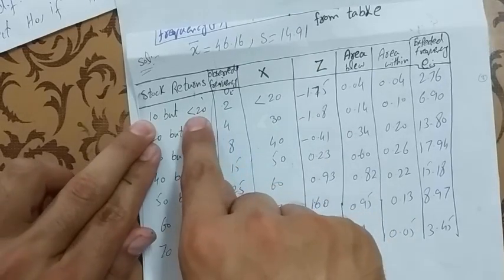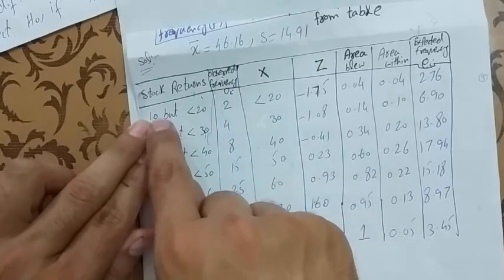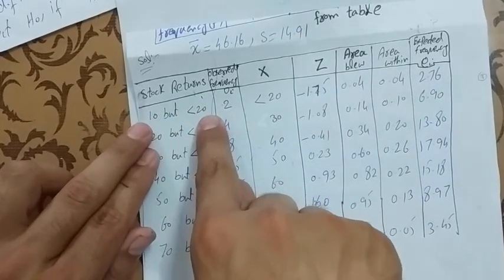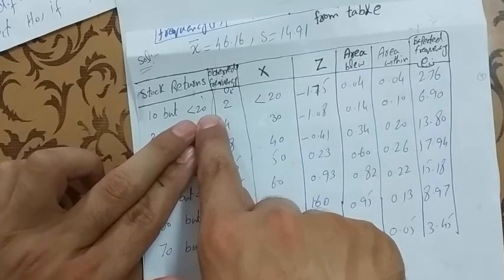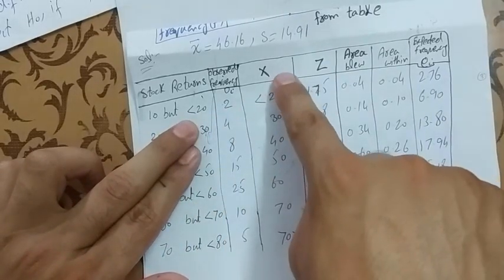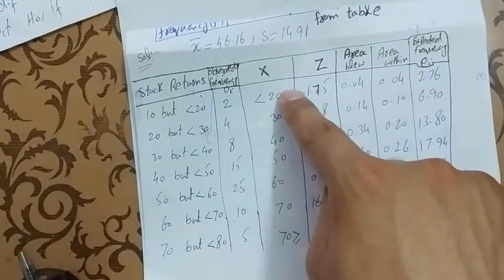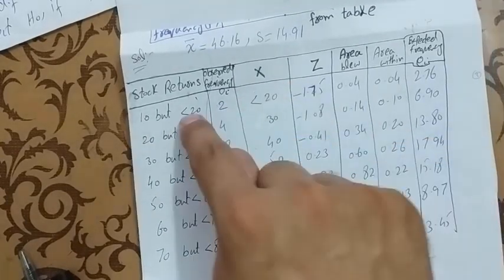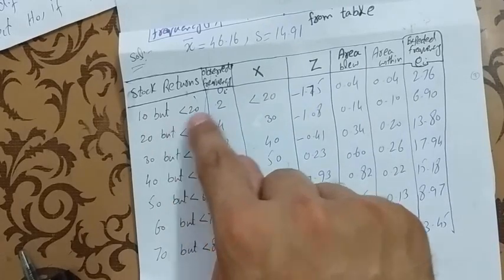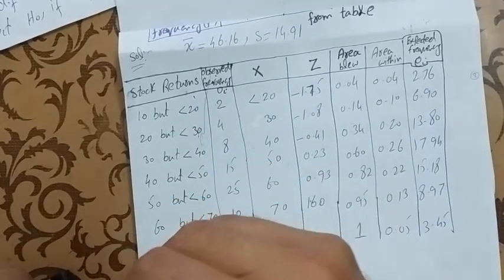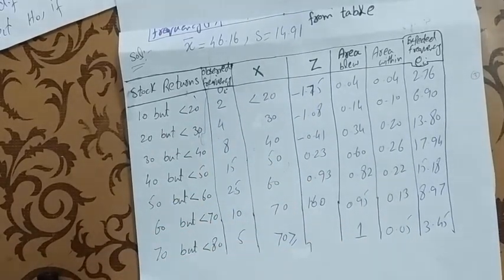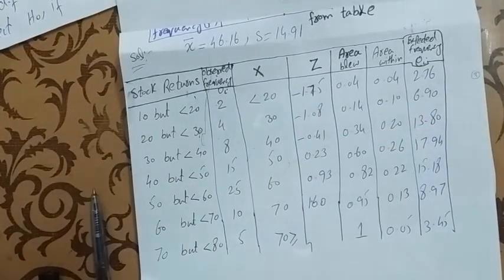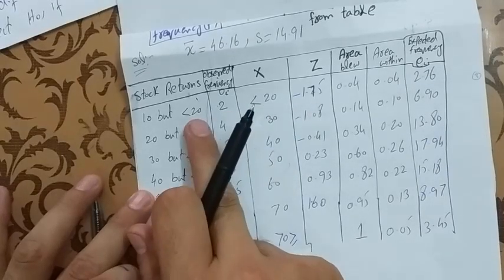Stock returns 10 but less than 20 means 10 to 20, and which value do we write in the X column? Those values which are the upper bound in this interval, or you can say the upper limit, which is equal to 20, which is less than 20.